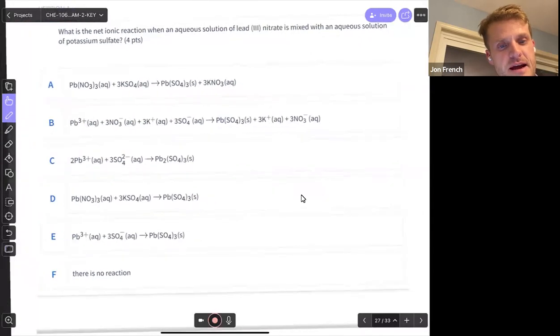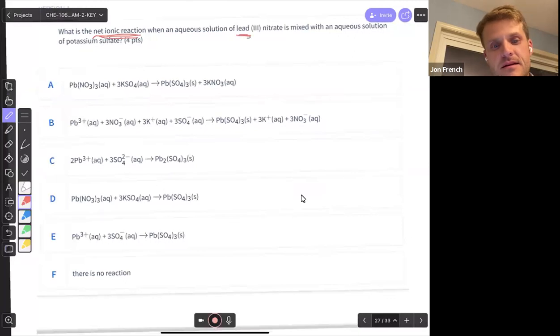The net ionic reaction, right? Lead, we're going to form lead sulfate as our product. So for the net ionic reaction, we're going to remove the spectator ions, so it's just what's reacting, right? So 2 lead are going to combine with 3 sulfates to make this lead 3 sulfate that's insoluble.